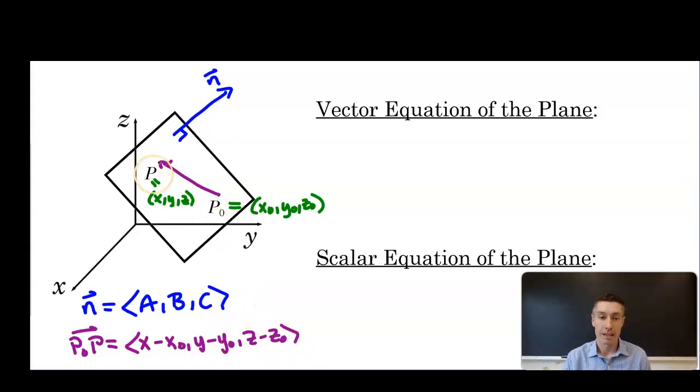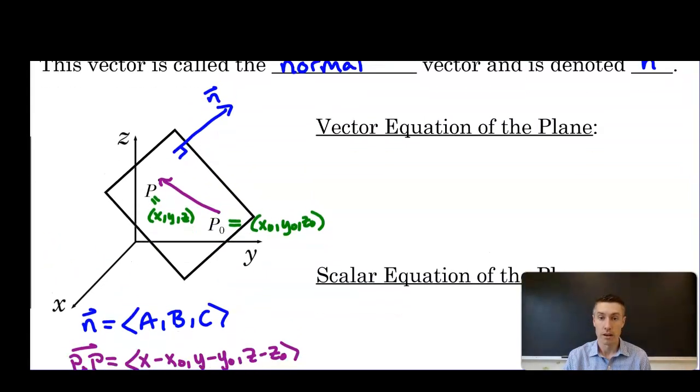Now, just to emphasize, point P is a general point on the plane. P naught we know, that might be the point 1, 2, 3. P is representing some general point, any point on the plane, because any vector that we draw on the plane will be perpendicular to the normal vector. So we want the ability to generalize vectors on the plane, which is what this lets us do. That x minus x naught, y minus y naught, z minus z naught.